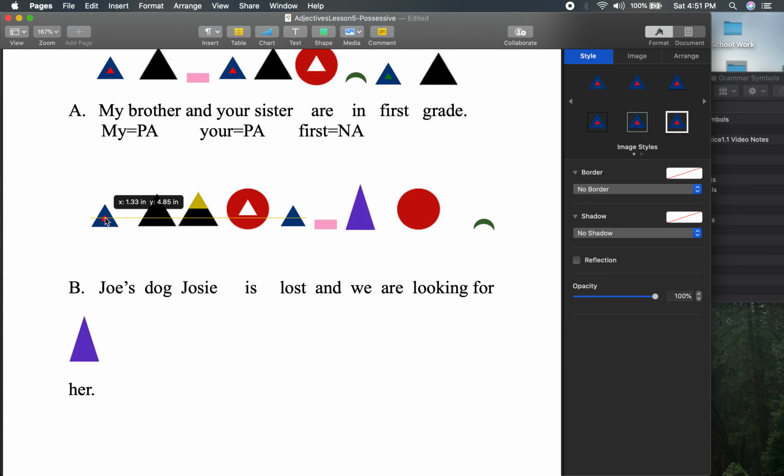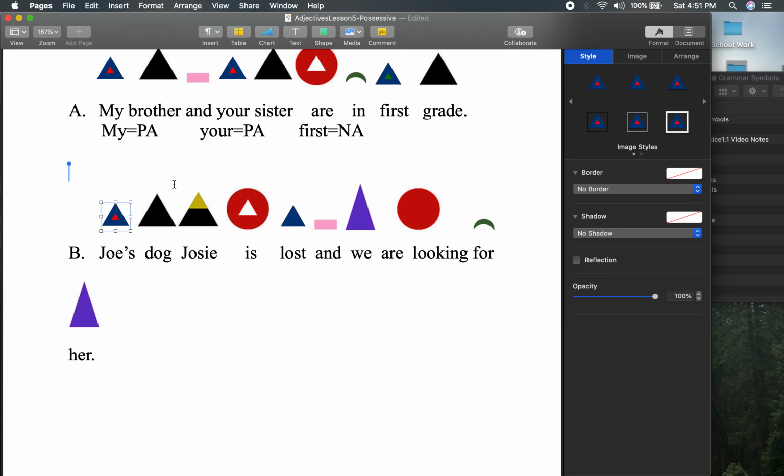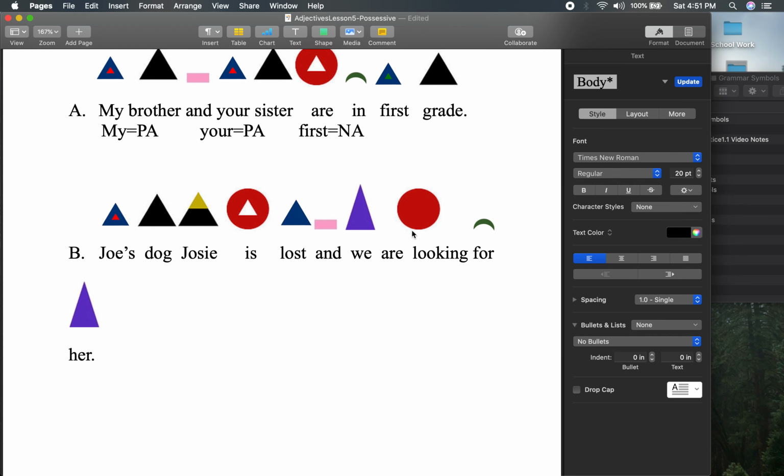Excellent here. Good. Love it. Let's make sure my other symbol. There we go. I try to make them aesthetically the same. All right. Joe's dog, comma, Josie, comma, is lost, and we are looking for her. Okay. Very good. I love how when you look at these things, it looks like a face here when you have that conjunction. That's really cool.